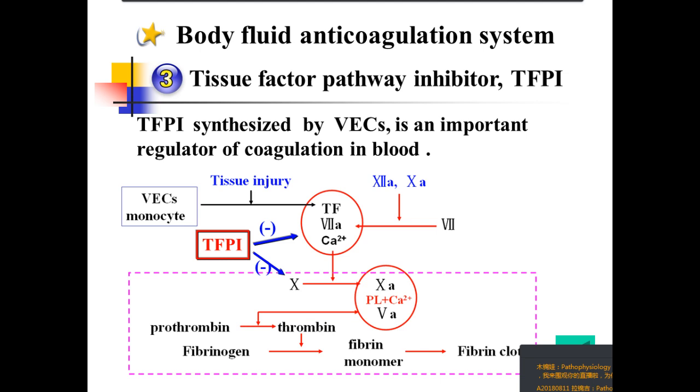The second function: TFPI can inhibit the complex function, so it also inhibits the extrinsic coagulation pathway. So TFPI can inhibit the coagulation pathway, so it has anticoagulation function.